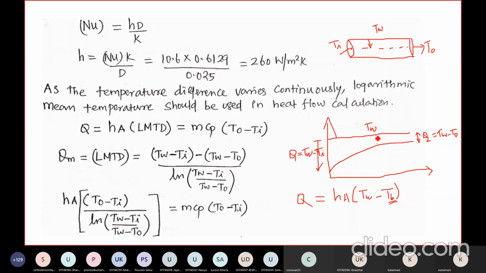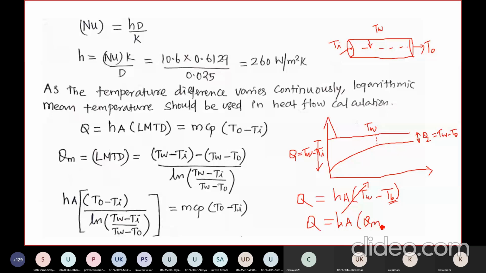But in this entire region, it will depend upon your logarithmic mean temperature. Therefore, this expression is not suitable for these cases. Therefore, your Q can be calculated as Q is equal to hA into theta m. This theta m is called your logarithmic mean temperature.